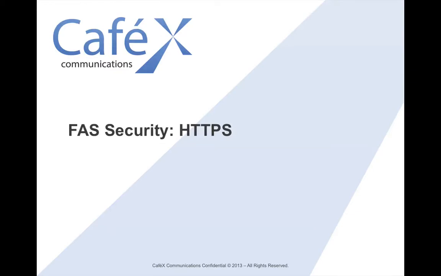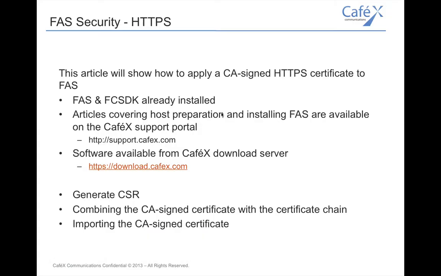Hello, we're going to talk about security within the Fusion application server, specifically about TLS and how to apply HTTP certificates into the FAS. This video is going to show how to apply a CA-signed HTTPS certificate to the Fusion application server. For the purpose of this video, the Fusion application server has already been installed, and we have the Fusion Client SDK sample application already deployed to that FAS, which we're going to use for testing purposes.